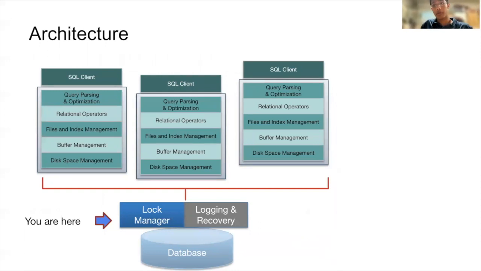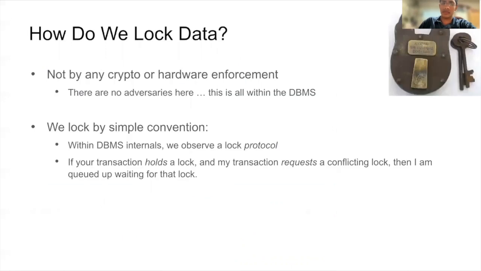Okay, now let's talk a little bit about the lock manager. We've talked a lot about locks already and locking, but we haven't really talked about what deals with the locks themselves. So let's do that now. So how do we lock data? We're going to lock by a simple convention here. It's all within the DBMS. We're going to observe a lock protocol. If your transaction holds a lock and my transaction requests a conflicting lock, then I am going to be queued up waiting for that lock.